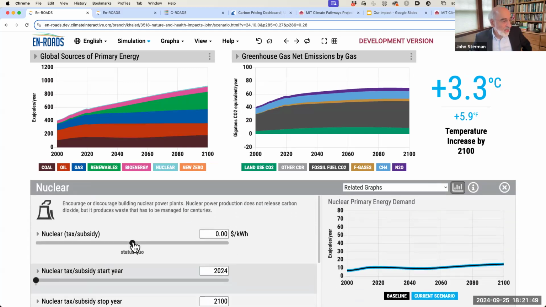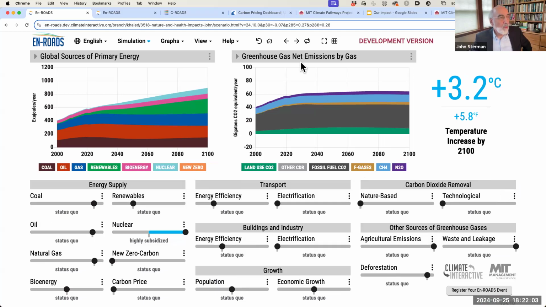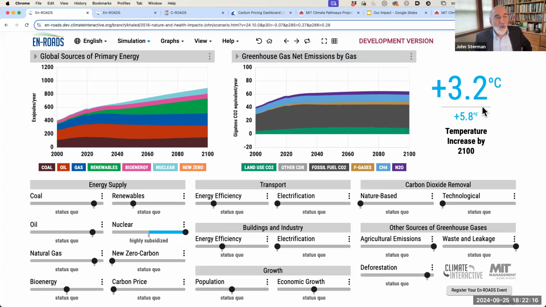And what I'm going to do is impose a subsidy amounting to 7 cents per kilowatt hour, which is huge. That's a gigantic subsidy starting now. And so watch here. We started at 3.3 degrees C above pre-industrial. When I add the nuclear subsidy, we get 1/10 of a degree of improvement. Now, every 10th of a degree matters, but that's a very low impact.